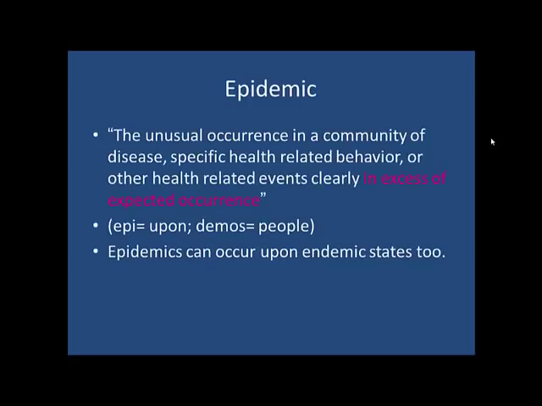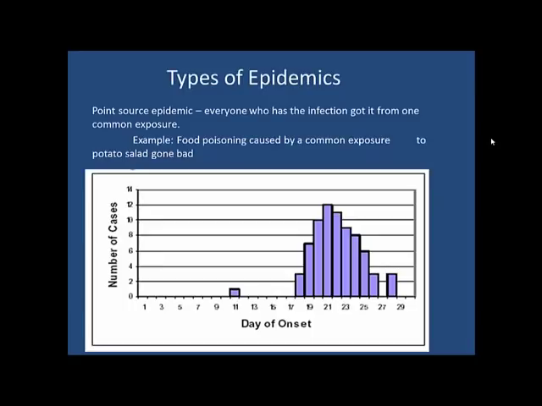An epidemic is the next thing that you need to understand, and these are all now terms that are more the public health end of it. An epidemic is an unusual occurrence in the community of a disease, specific health-related behavior or other health-related events clearly in excess of the expected occurrence. So if you're expecting, say, 10,000 cases of polio per year in a country that still has the disease, if you end up getting like 100,000 cases, it's a huge spike in what you expect, and that's what an epidemic basically represents. And there are several types of epidemics.